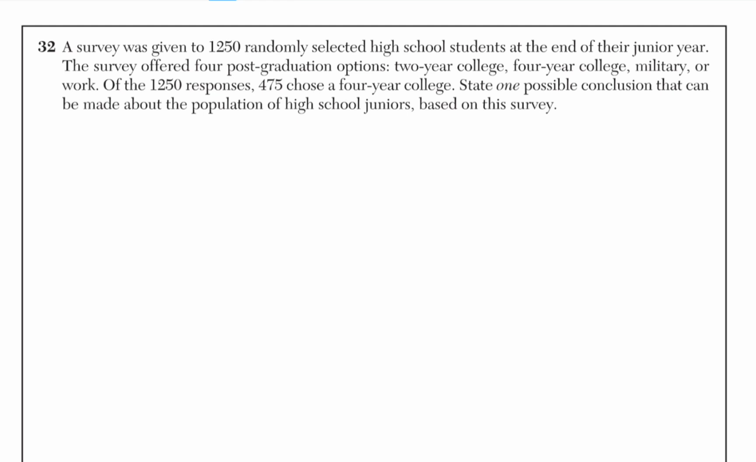Question 32. A survey was given to 1,250 randomly selected high school students at the end of their junior year. The survey offered 4 post-graduation options: 2-year college, 4-year college, military, or work. Of the 1,250 responses, 475 chose a 4-year college. State one possible conclusion that can be made about the population of high school juniors based on the survey.